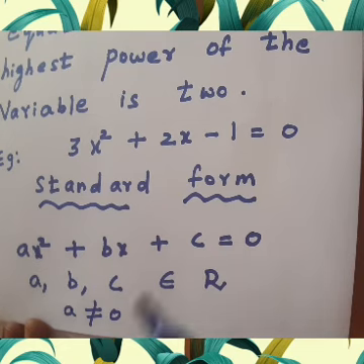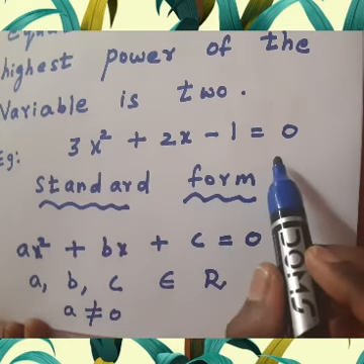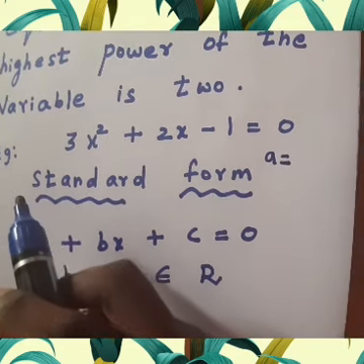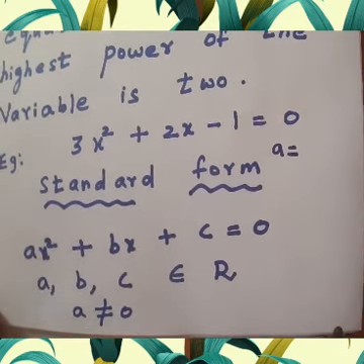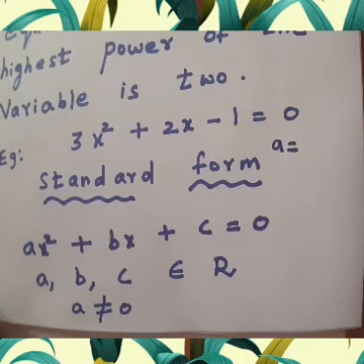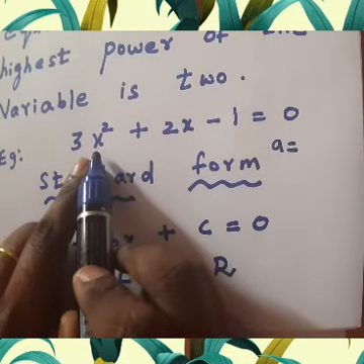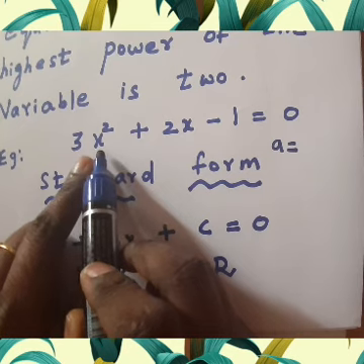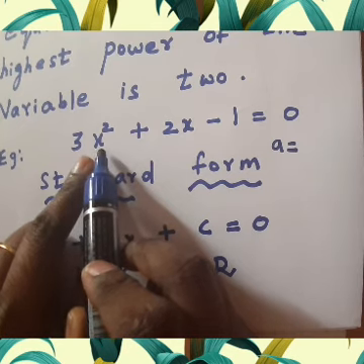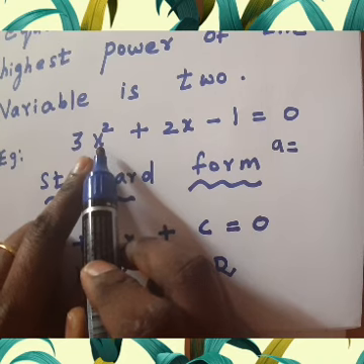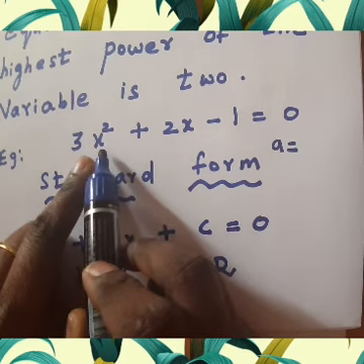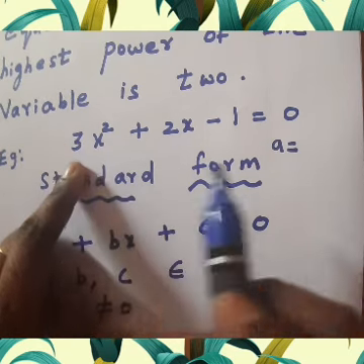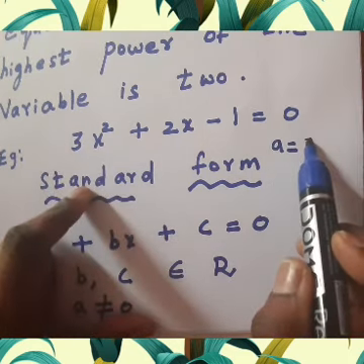Okay, students. So here, what is a actually? A is the coefficient of x square. Coefficient means what? The term present next to x square. So here the term present next to x square is 3. So a is 3.